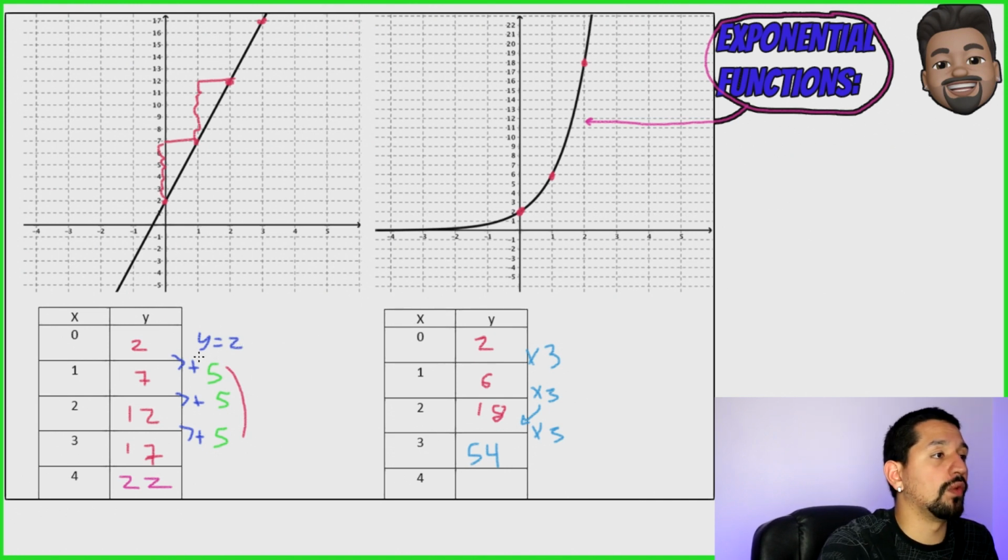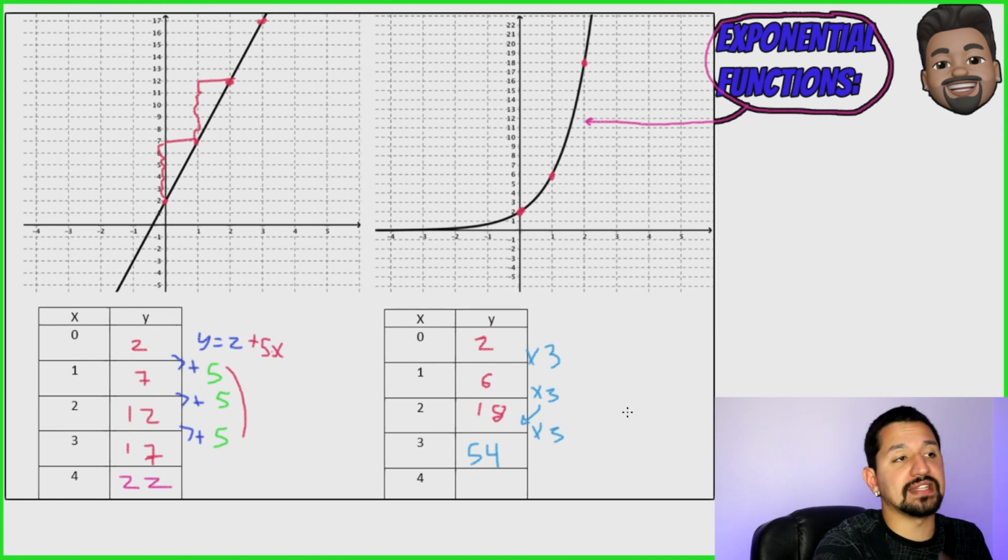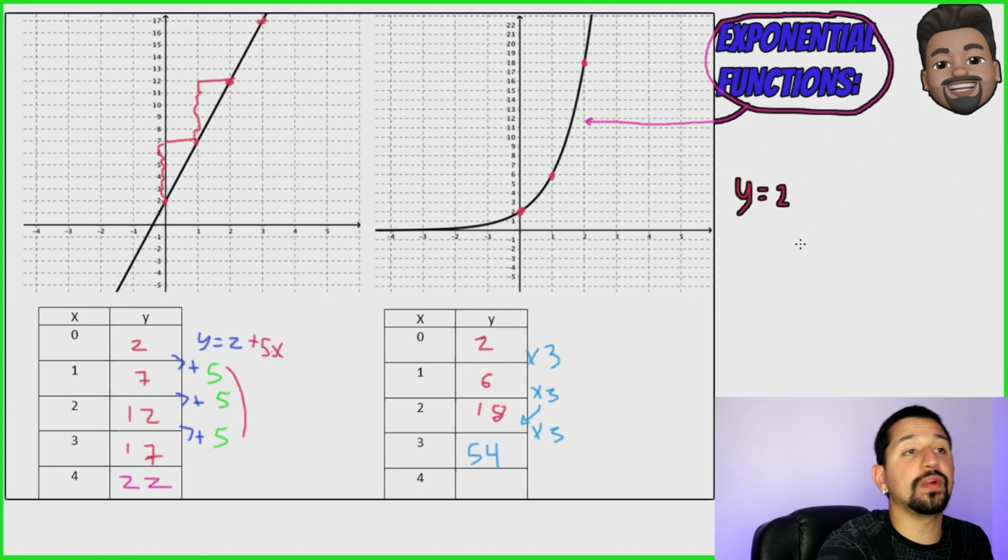This would be 2. Well, what's my pattern? Well, I'm adding by 5. So 2 plus 5x, like this. Well, what is the situation here? Well, to give you the equation, we're going to start off and write y equals 2. Well, what are we doing every time? Well, we're multiplying by 3 every time. But now, where does the x go? Because the x does not go over here. It's actually going to go somewhere else.